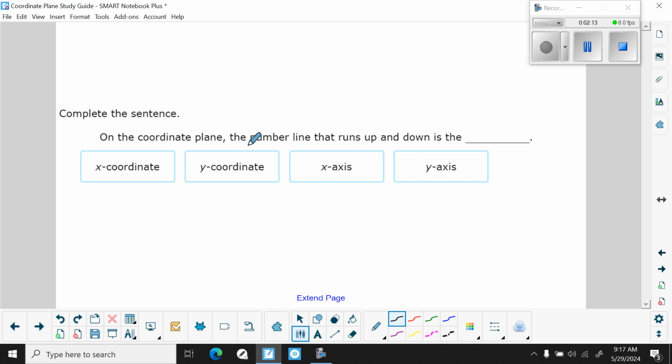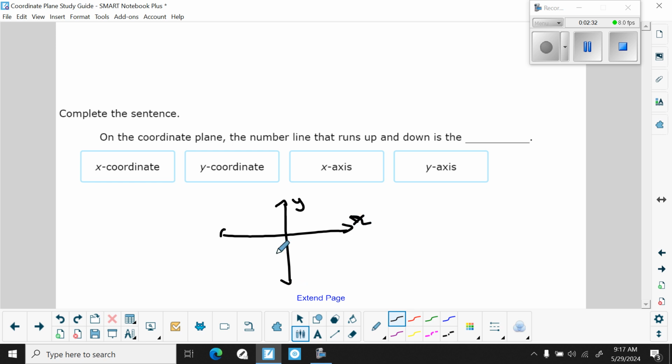On the coordinate plane, the number line that runs up and down is, well, I'm going to draw a coordinate plane. This is called the y-axis. This one going this way is called the x-axis.